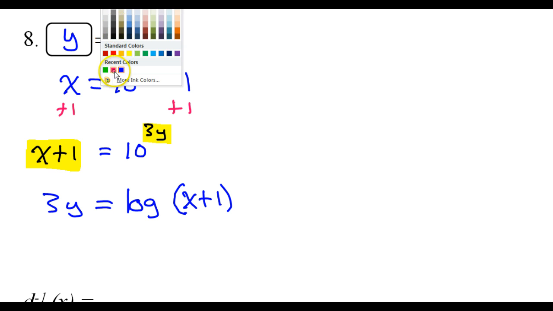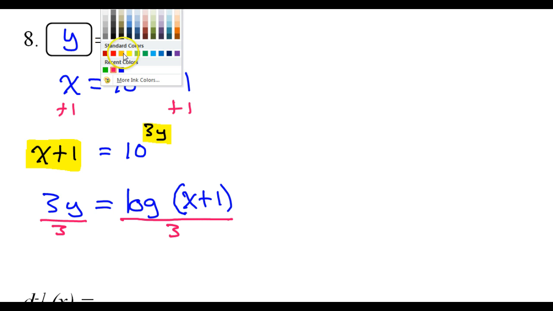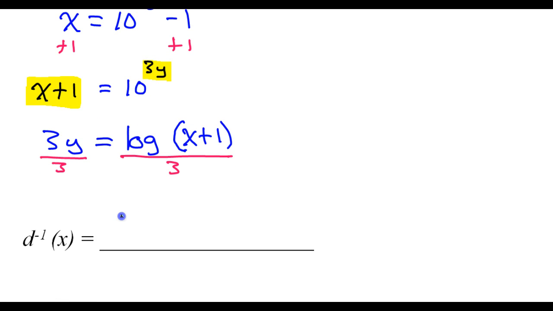Now the last step, another step of algebra, is to just divide both sides by 3. That's really going to give us the final answer right here. I'll just recopy it nicely on the line they provide for us. So this is going to be log x plus 1 over 3.